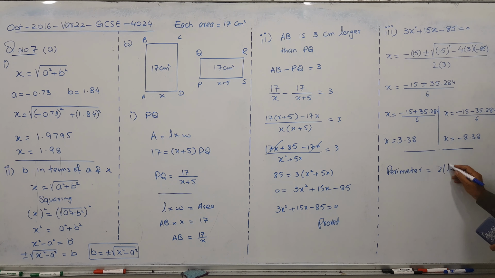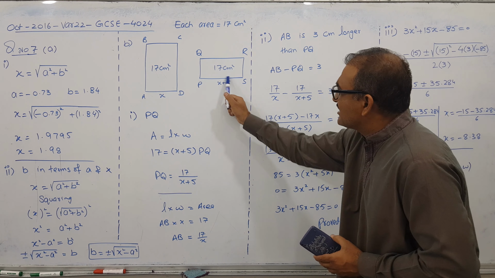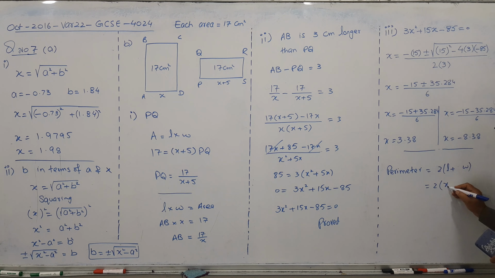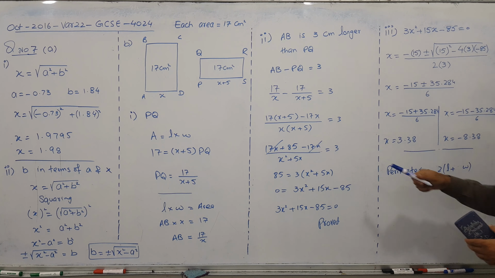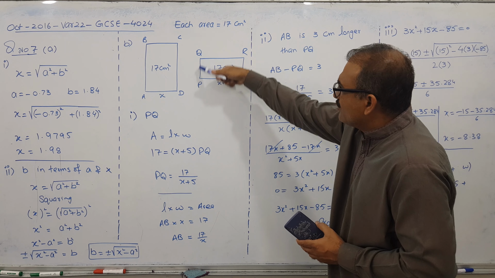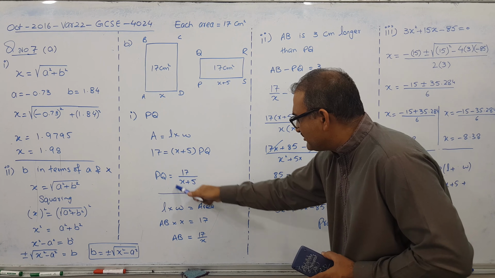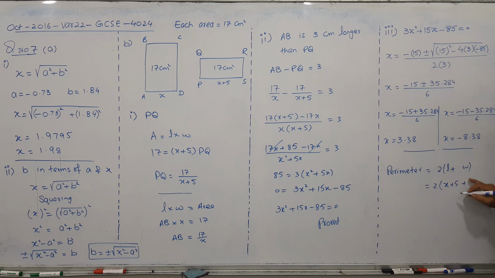So we got this thing, I think a clear idea. But what is the length of that? x plus 5. And what's the width? PQ. But we don't have it, PQ is down here, 17 by this. So do it carefully, 17 by x plus 5. And now it's simply a matter of putting the value, replacing this value here and here.